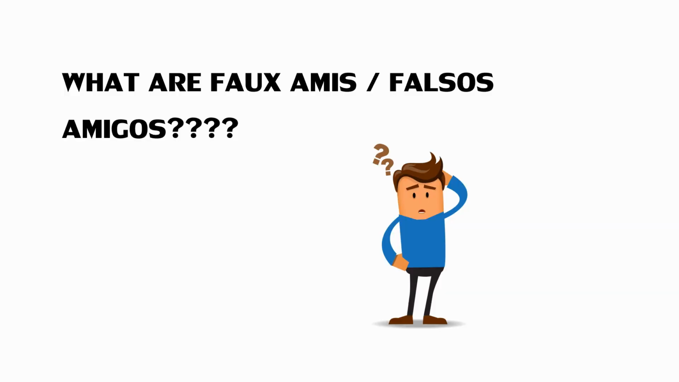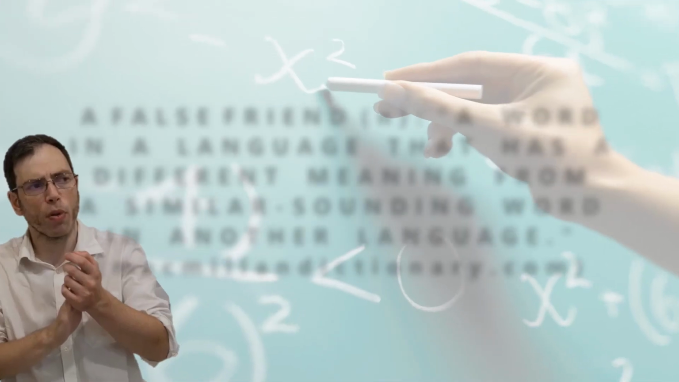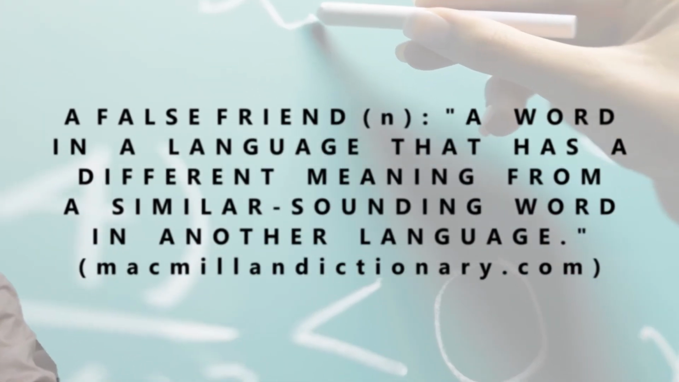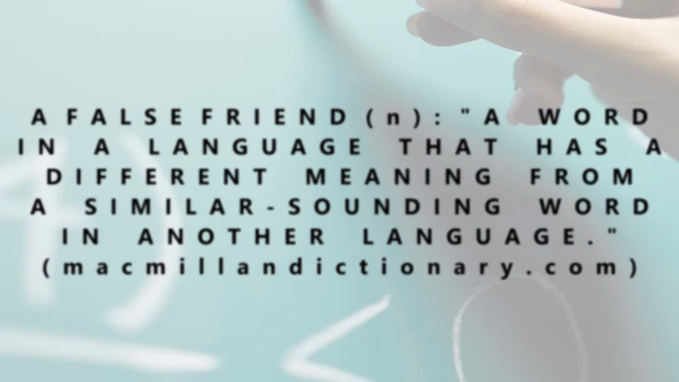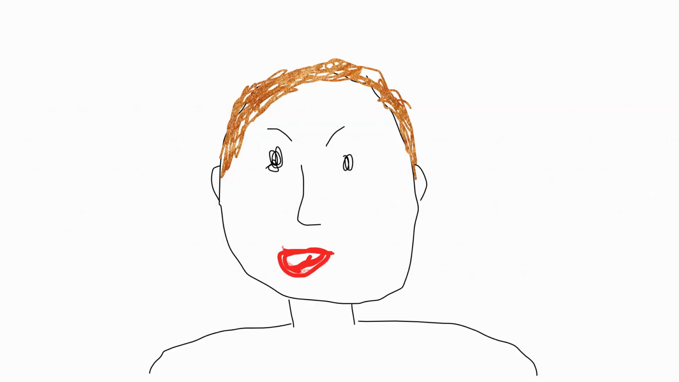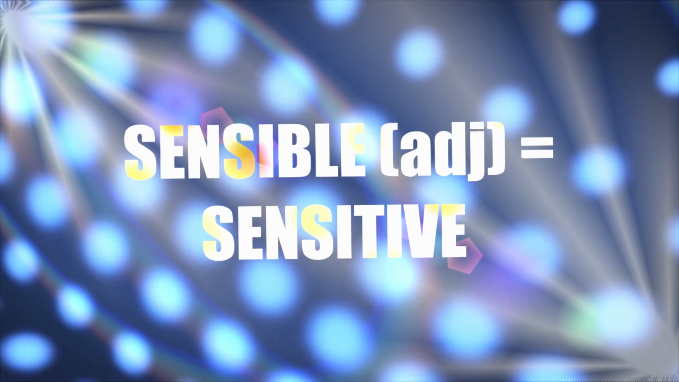And the first question here is, well, what is a false friend? Well, as you can see, according to the Macmillan Dictionary, it is defined as a word in a language that has a different meaning from a similar sounding word in another language. Is that just words? Well, let's have a look at some examples and make it clearer.